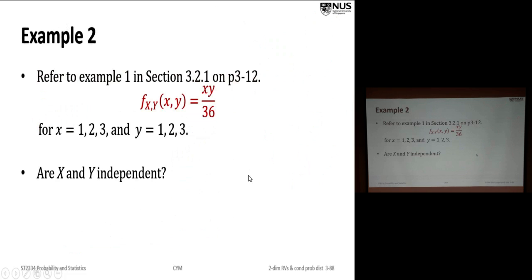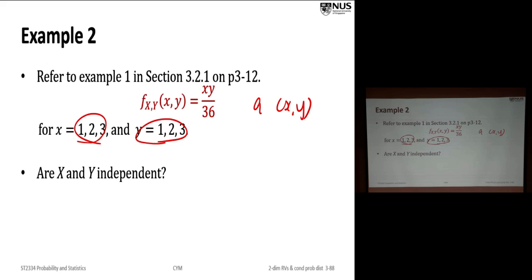All right. So let's look at another example. This is an example without a table. So we are given the joint distribution equal to xy over 36. And this formula is only valid for x equal to 1, 2, 3 and y equal to 1, 2, 3. So altogether, according to the description, there are 3 times 3, so, sorry, 9 possible xy values. So you have to check all of this.